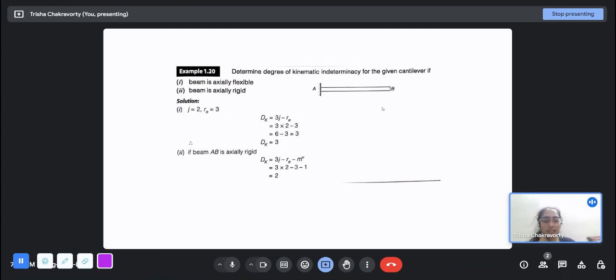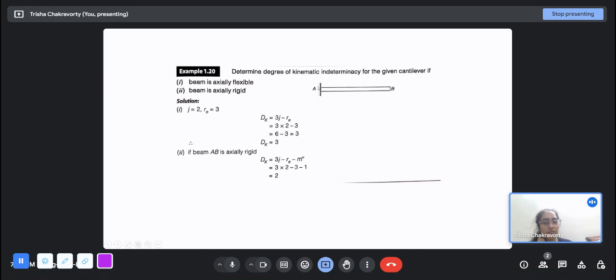Determine the degree of kinematic indeterminacy for the given cantilever, if the beam is axially flexible and if the beam is axially rigid. Now there are two joints, and how many degrees of freedom does each joint have? Three, right? Because of displacement in this direction, displacement in this direction, and rotation in this plane, out of the plane or into the plane. So three. There are two joints, so 3 into 2 is 6. If this beam had no support reaction, then there would be 6 degrees of freedom.